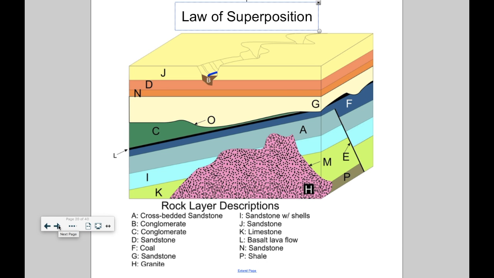Our next law, the law of cross-cutting. For the law of cross-cutting, we can pay attention to either line E right here or what we would call this intrusion H, which is this pink field with the little dots all located around it. The law of cross-cutting: when something cuts something, it cuts into it or breaks it into two pieces, and cross means that it's going through it crossways.